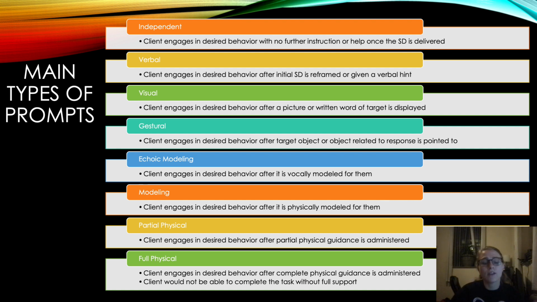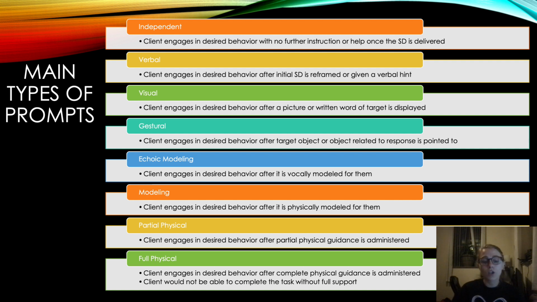Then we have gestural. So a gestural prompt is when you point to the correct response. So if you are telling them to match blue, you have the different colors laid out in front of you, you point to the blue card, they know that that is the one they need to match to. It can also be something where you tell them to sit down and you point to the chair that you want them to sit in. That would be a gestural prompt.